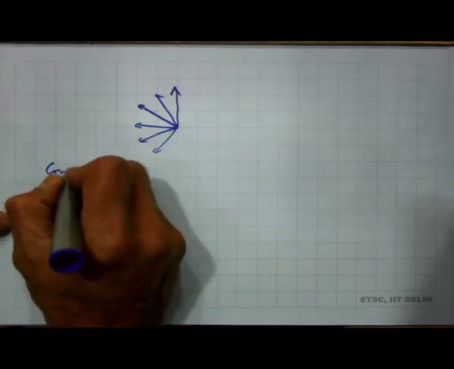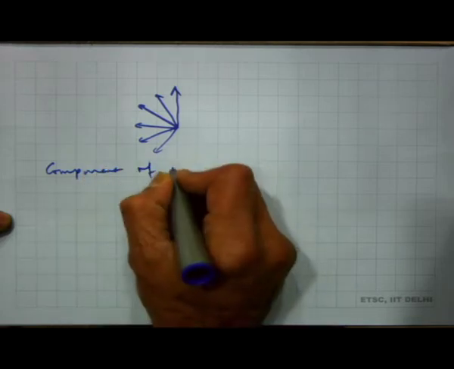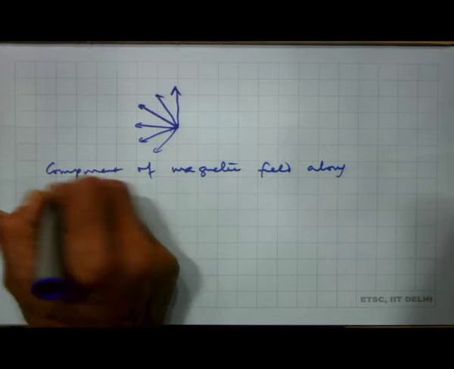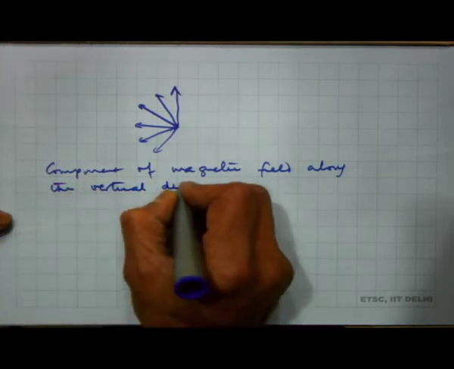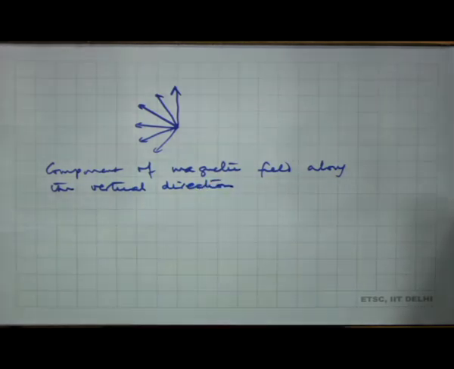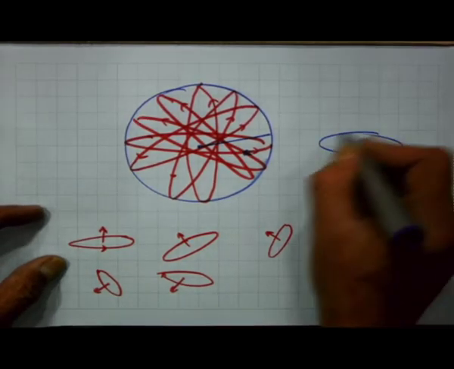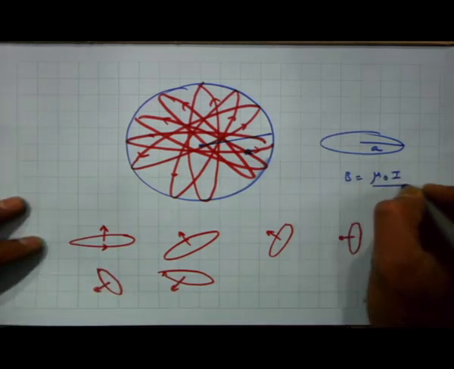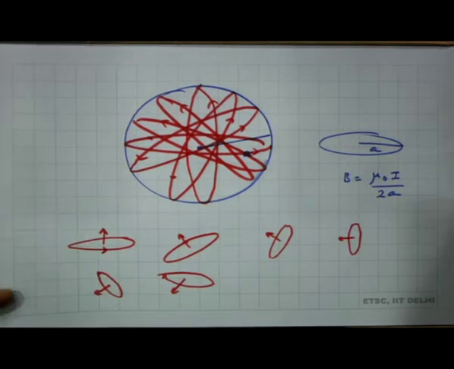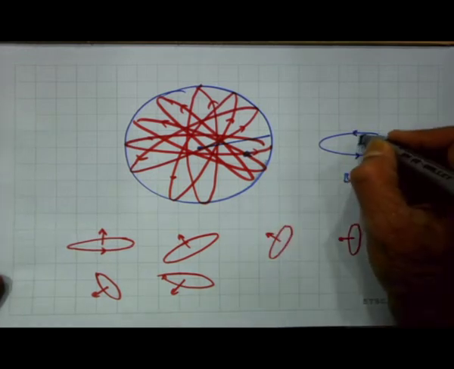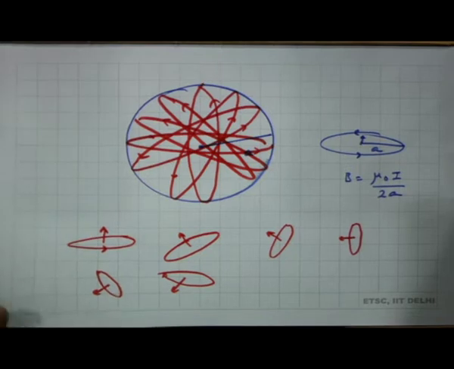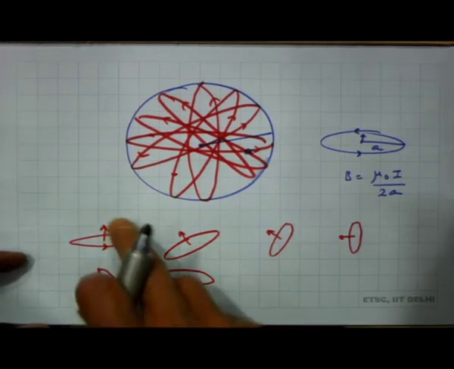So, now let me first calculate the component of magnetic field along the vertical direction. Now, for this of course, I need to know the magnetic field produced by a current loop of radius a at the center, and that magnetic field happens to be B equals mu naught I by 2a. We just calculated in the earlier problem the magnetic field produced by a circular loop of current; it points perpendicular to the plane of the circular loop, and it has a magnitude mu naught I by 2a at the center. So, each of these loops produces a magnetic field of magnitude mu naught I by 2a at different orientations.